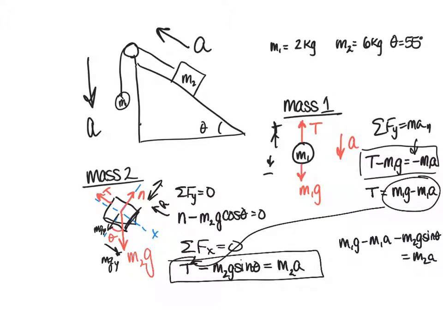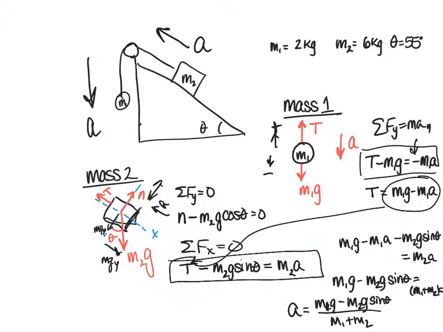I want to get all the a's on one side so I can solve for it. m1g minus m2g sine theta equals m1 plus m2 times a. So my a ends up being m1g minus m2g sine theta divided by the total mass.